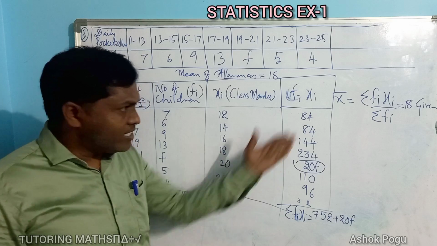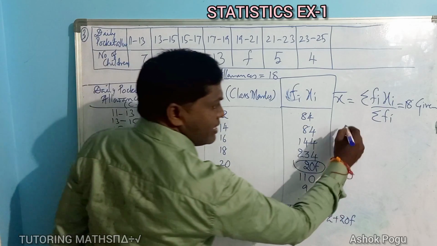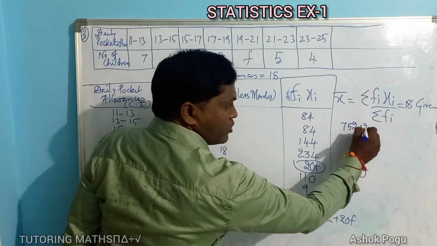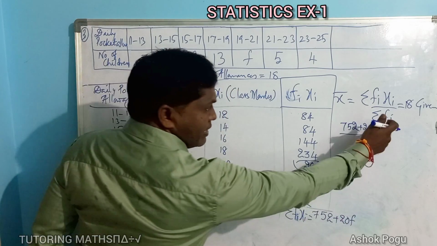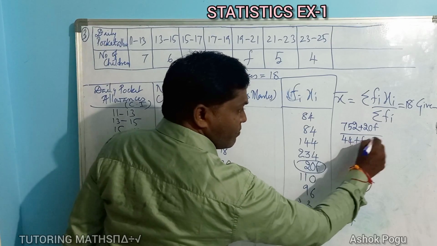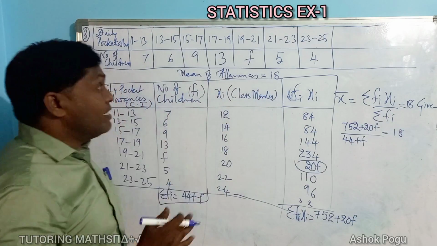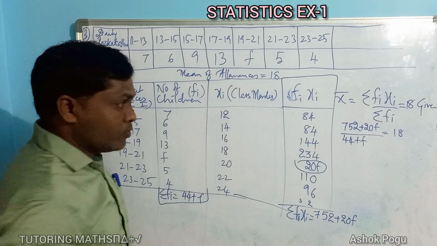Substitute all these results in the formula. That is sigma fi xi. What is the result? That is 752 plus 20f, whole divided by the denominator, that is 44 plus f. It is equal to 18, which is given in the question. The mean of the allowances is 18, already given in the question.